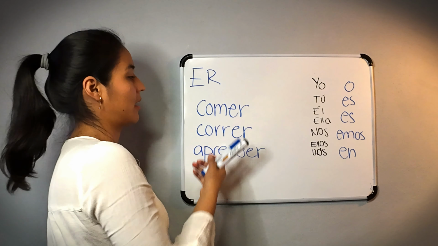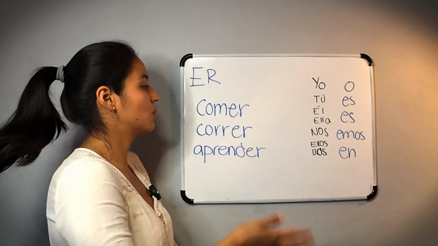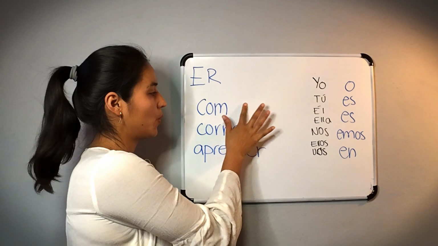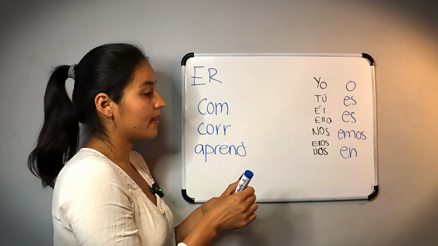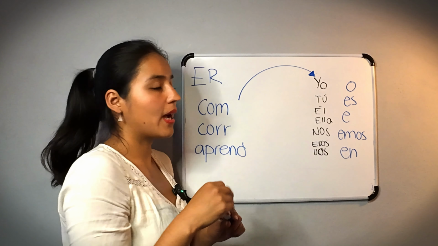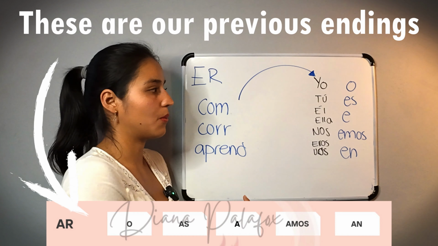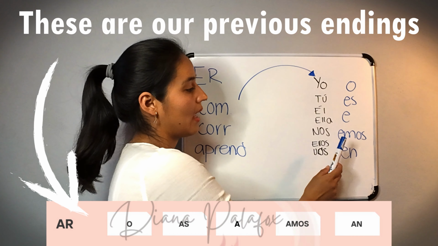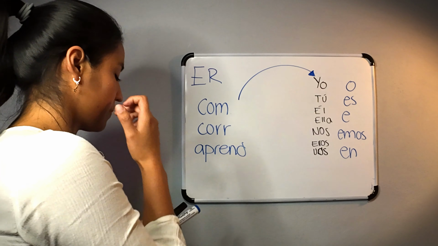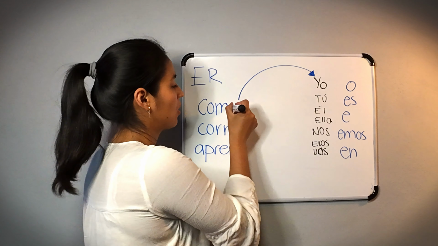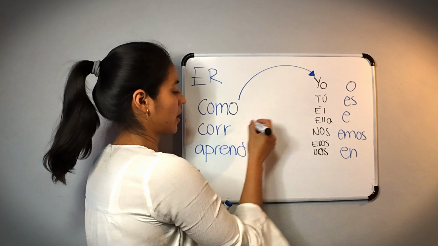Yeah, this is the first one. Siguiente is going to be ER. Exactly the same. We just erase this ending. And then we add these endings, okay? As you can see, some of them changed. Like, yo, it's still the O, but, oh, sorry. We had another one, okay? In the other one, we have AS, A, AMOS, AN. And in here, it's going to be E, okay? So, yo como, tú corres.